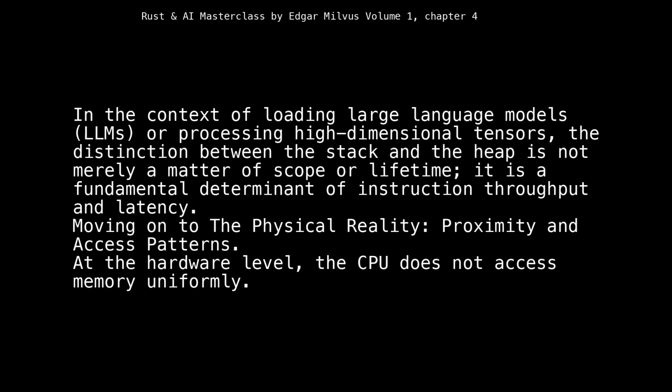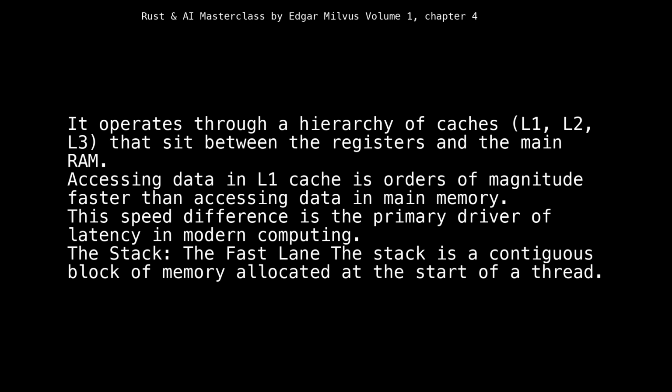Moving on to the physical reality, proximity and access patterns. At the hardware level, the CPU does not access memory uniformly. It operates through a hierarchy of caches, L1, L2, L3, that sit between the registers and the main RAM. Accessing data in L1 cache is orders of magnitude faster than accessing data in main memory. This speed difference is the primary driver of latency in modern computing.